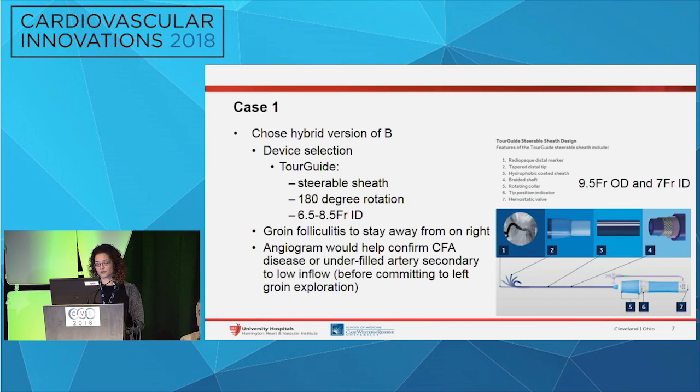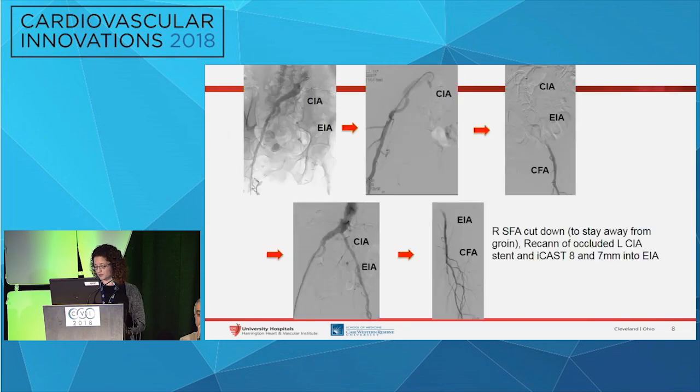Additionally, this patient had a groin folliculitis on the right side, so I wanted to stay away from that. I knew from my CT angiogram and from her waveforms that she had a normal superficial femoral artery, and I also wanted to have an angiography of the left common femoral artery before I committed her to an open groin approach and an open exploration on the left. So I did a small cut down over the superficial femoral artery to get this device up and over, and I knew that I would be fixing the superficial femoral artery with a couple of stitches on the way out. So to me, that was my safe approach.